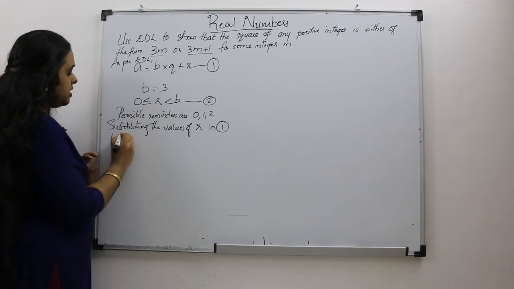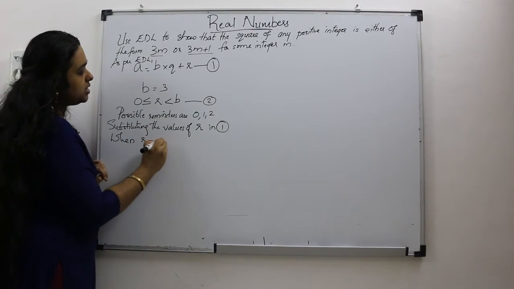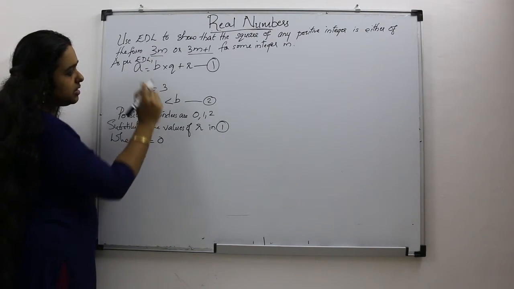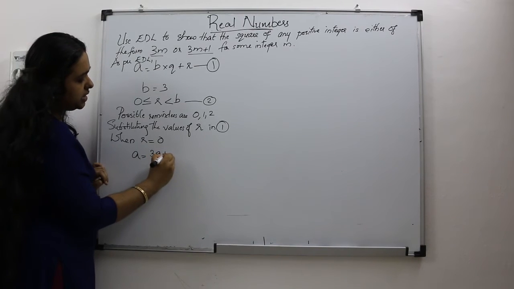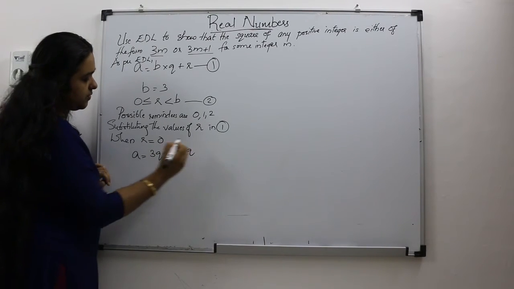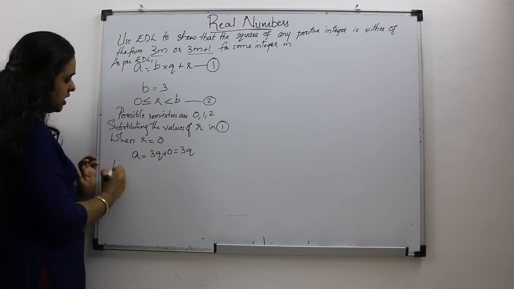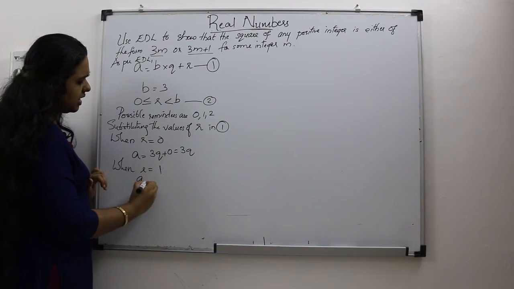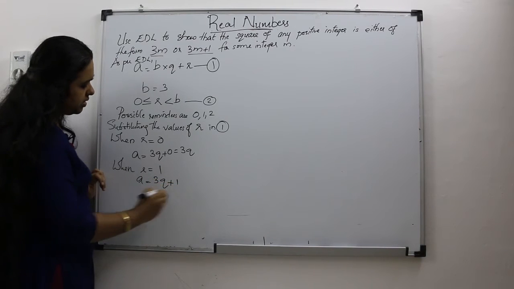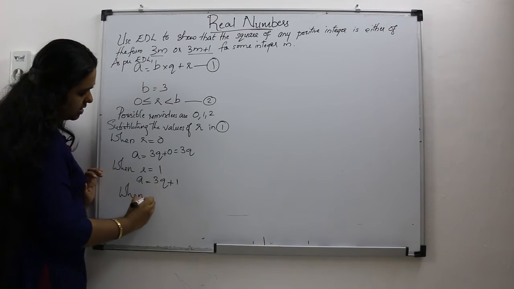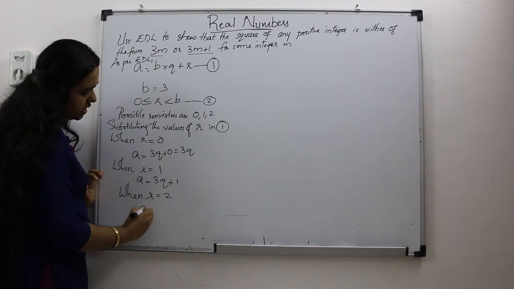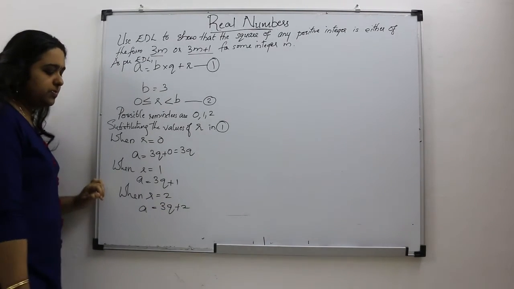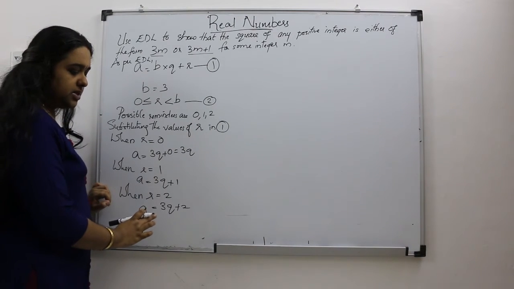So, when R equals 0, A equals what? B is 3. 3q plus 0, which is equal to 3q. When R equals 0, A equals 3q. This is just direct substitution. When R equals 1, A equals 3q plus 1. When R equals 2, A equals 3q plus 2. Okay. This much is clear?